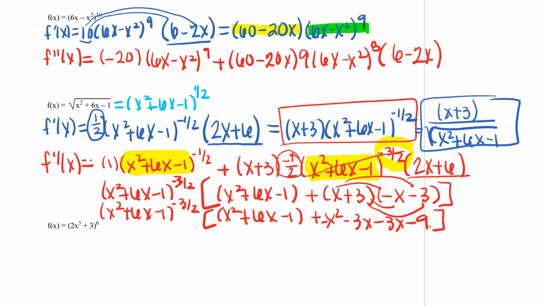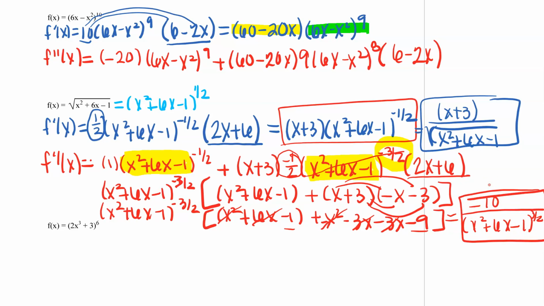I know that sounds odd, but x squared and negative x squared would cancel. 6x and these negative 3x's would cancel. Negative 1 and negative 9 would give me negative 10. So this is actually negative 10 over, and I'm going to put this on bottom, x squared plus 6x minus 1 to the 3/2. Algebra, algebra, algebra is what's going to get you. So this here is my first derivative. This is my second derivative. But you can see why I would clean all this up, because this is much more user-friendly than this long string that I had in my raw derivative.